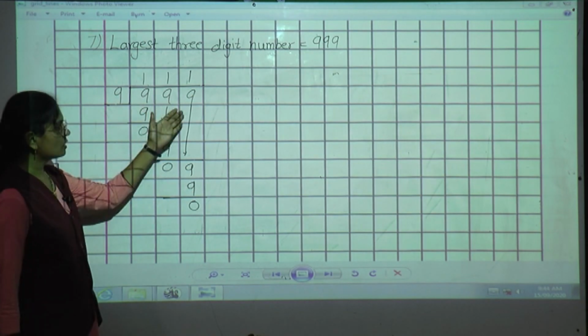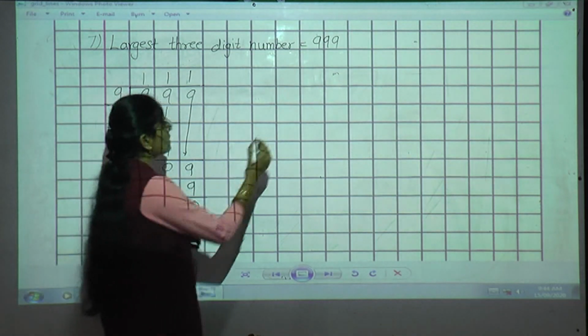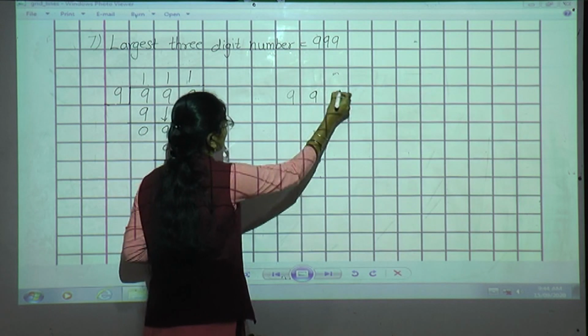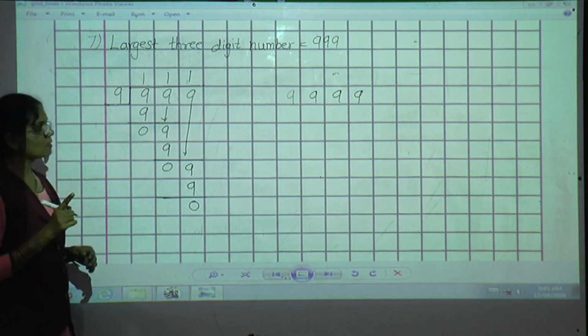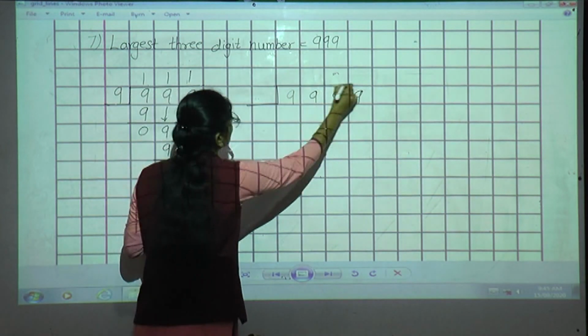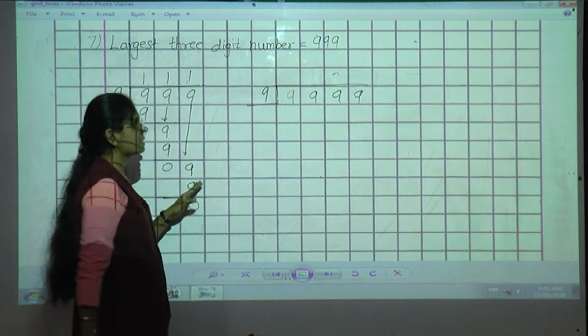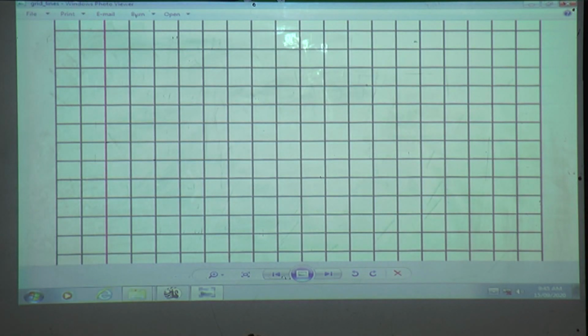Here the largest 3-digit number is there, and you have to take the largest 4-digit number, that is 9999. Divide the largest 4-digit number by 9. In the same way only you have to try to solve this example by your own, that is 9999 by 9. See what answer you will get. Okay. Now the next question is, that is 8th number.